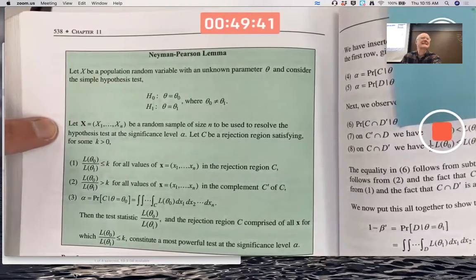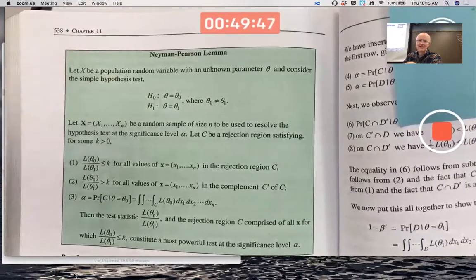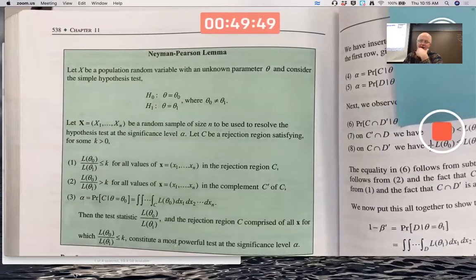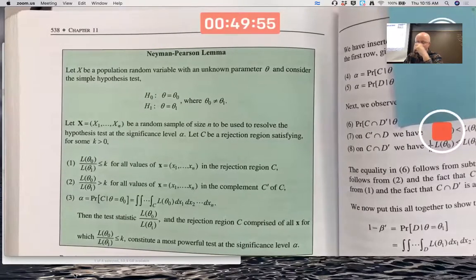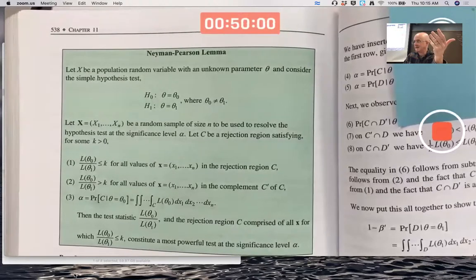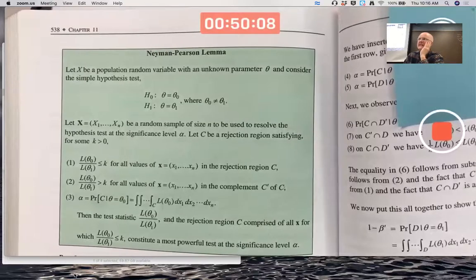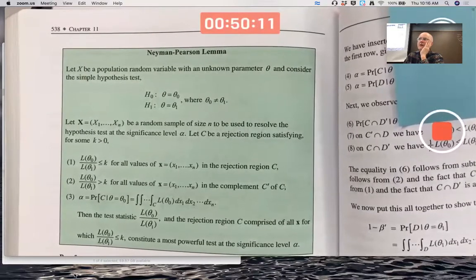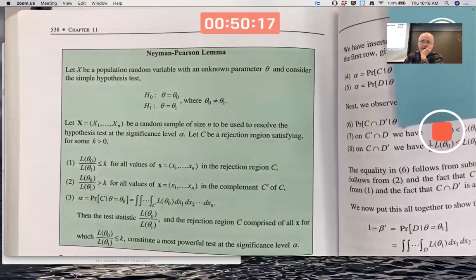Let vector x be a vector x1 through xn. It's treating that vector as the random sample, which you can do if you want. Of size n, it's assumed from the distribution of x, from the population. Size n used to resolve the hypothesis test. By resolve the hypothesis test, it means make a decision to reject or not. At significance level alpha, meaning you want your type 1 error to be alpha, or maybe even less than alpha.